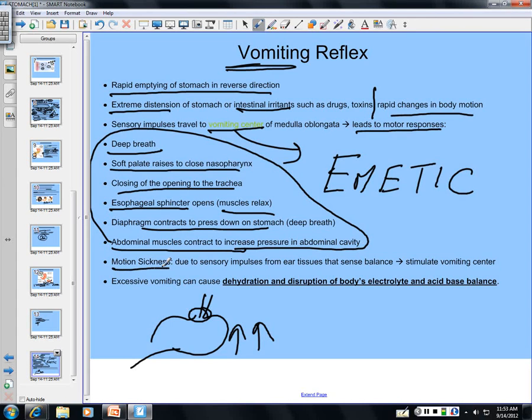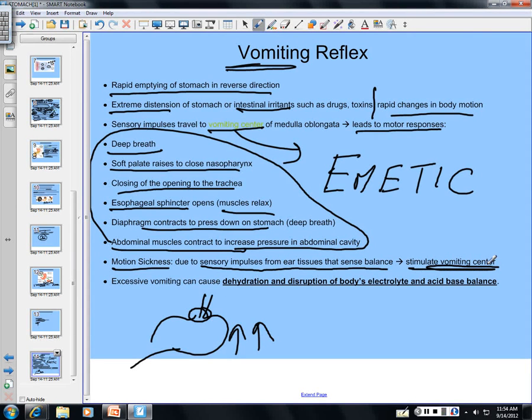Motion sickness, vomiting can also occur because of rapid changes in the body. And usually the sensory impulses are sent from the inner ear for the balance, remember? And so when the positions of the body are changing because of motion, the message cannot be sent fast enough, and it results in vomiting.